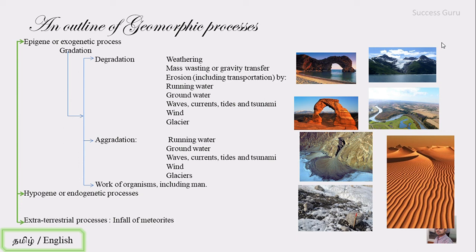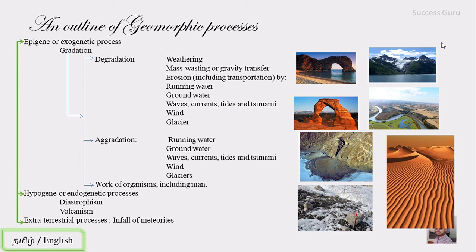The second thing is the endogenic process. There are actually two things, diastrophism and volcanism. These are the main two processes that take place below the surface, that is, in the crust, the mantle and even the mantle portion itself. That is the interaction between the crust and mantle that results on the surface.